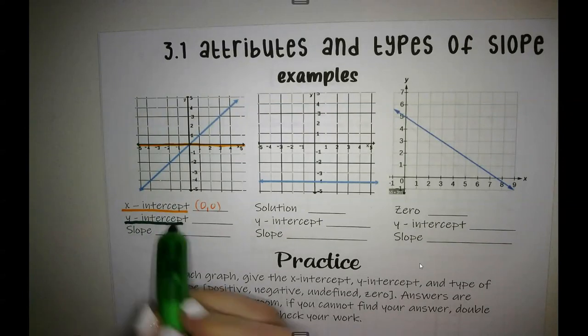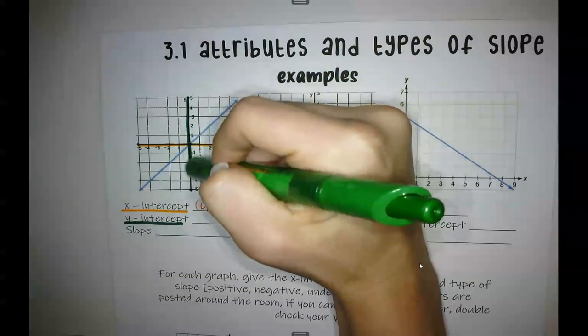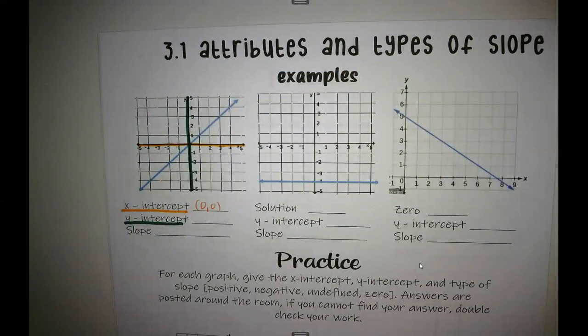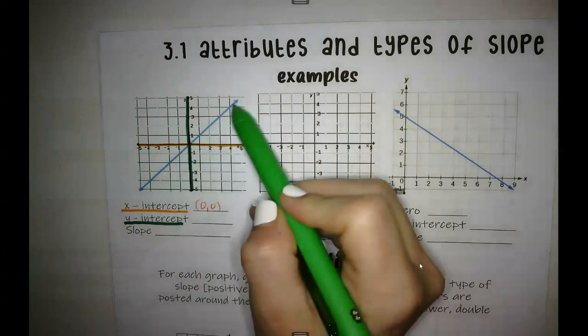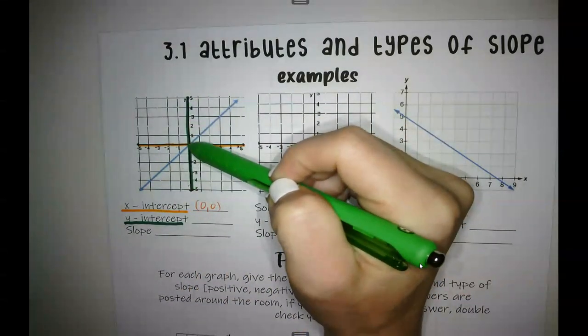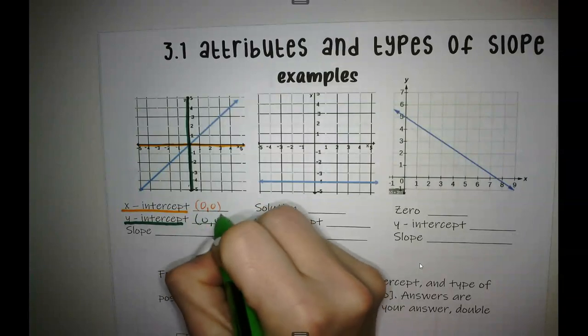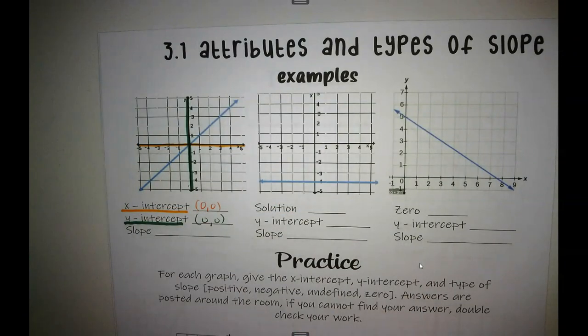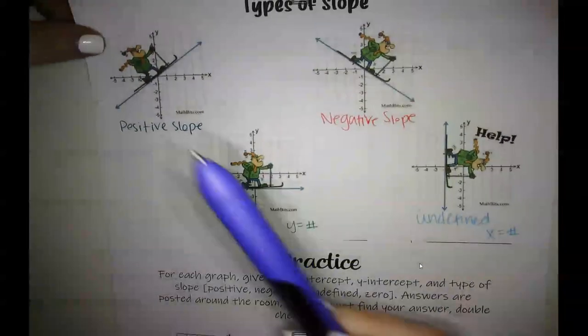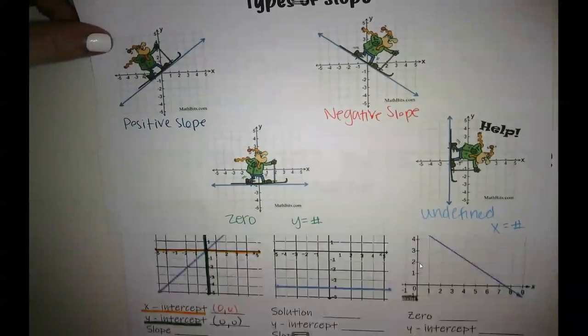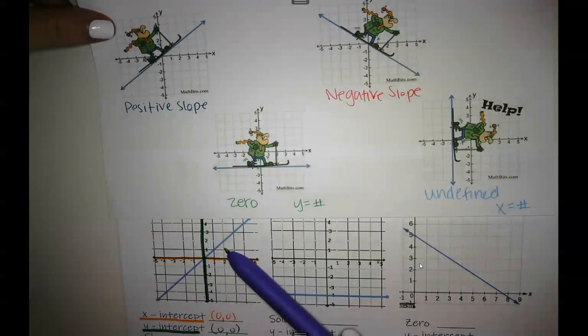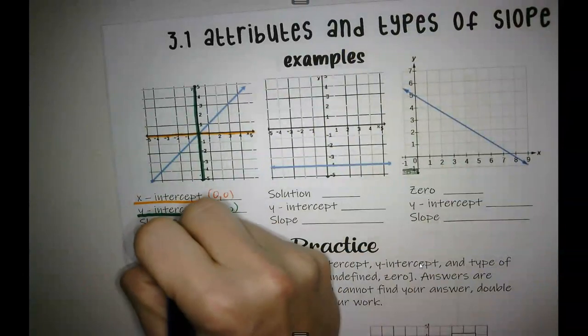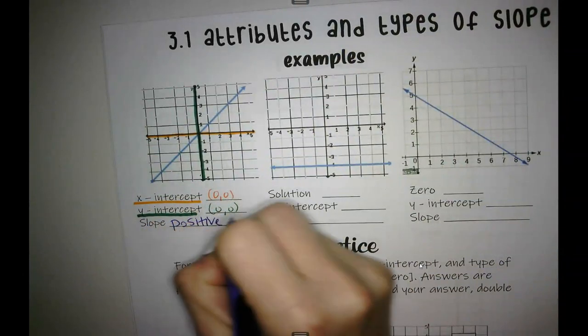For the y-intercept, we're looking at the y-axis, and I want to know where exactly this graph is crossing the y-axis. And again, it's at the same point, 0, 0. And then is my slope positive, negative, 0, or undefined? So going back, which way is our skier going? If I look at this, going this way, it's the same as that positive slope one, so we're looking at positive slope.